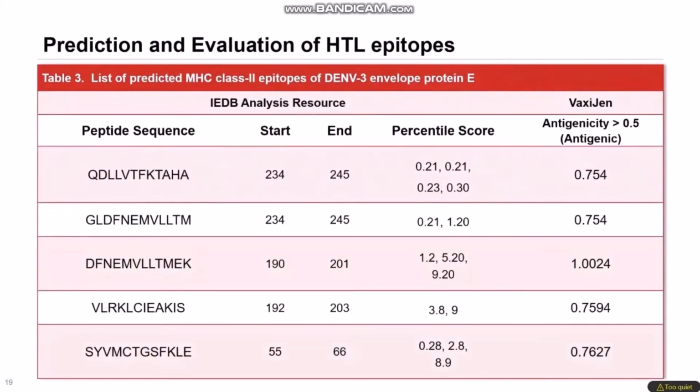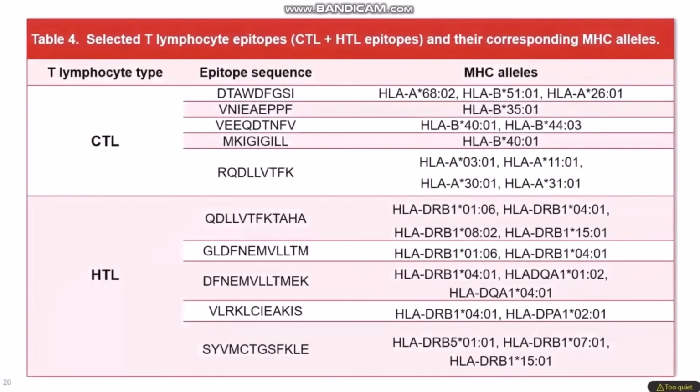In this table are the top 5 MHC class 2 epitopes of the dengue virus 3 envelope protein E. We selected the epitopes that have a percentile score not greater than 10. The reason behind this is we wanted a higher binding affinity of alleles for the selected epitopes. This table shows the MHC binding tool of the IEDB database, which was able to predict MHC alleles: 5 CTL epitopes that have 11 allelic partners and 5 HTL epitopes that have 14 allelic partners.